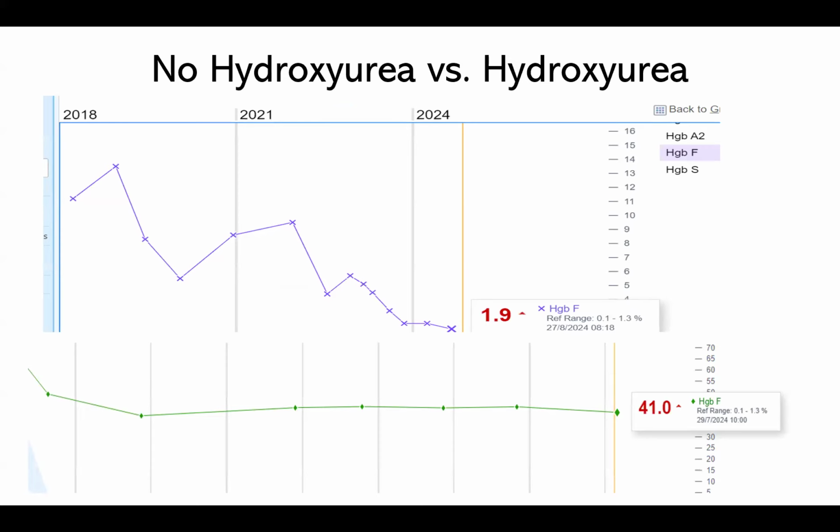So this is just a pictorial of what it looks like when you're on hydroxyurea versus not. So the top picture is a patient who actually started on hydroxyurea. You can see that fetal hemoglobin going up and then down, but they eventually stopped taking the hydroxyurea to the point that they made no more fetal hemoglobin. Compared to the picture on the bottom, this patient is consistent with their hydroxyurea to the point that we got their fetal hemoglobin up to about 41%, which really only leaves about 59% sickle to cause problems.